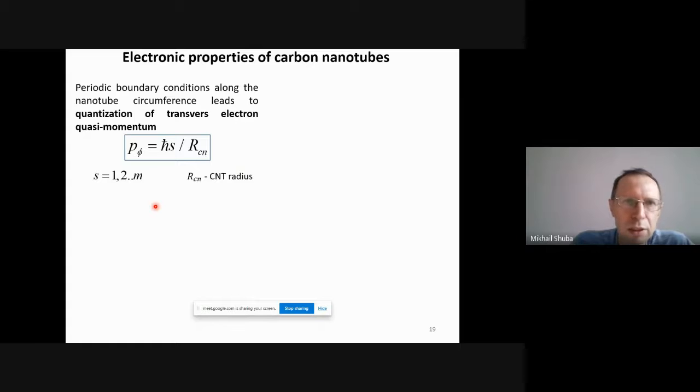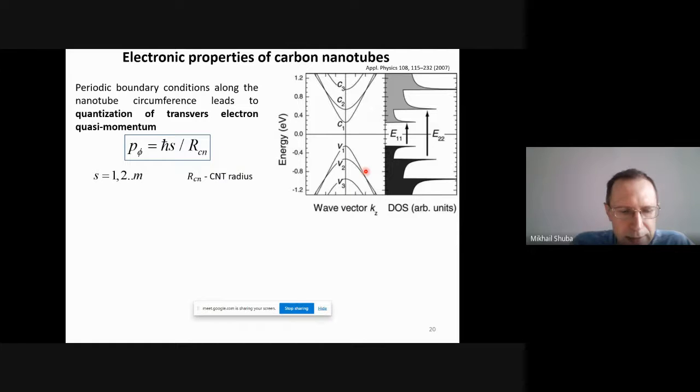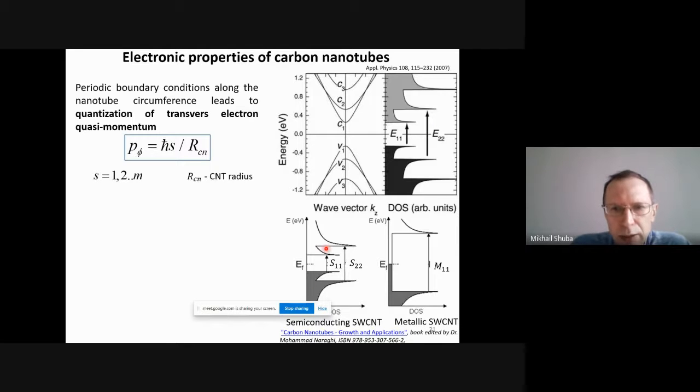Periodic boundary conditions along the nanotube circumference lead to the quantization of the transverse electron quasi-momentum. The energy band structure has several subbands in the conduction and valence bands. Electron transitions between subbands with the same transverse quasi-momentum are allowed. Practically, a semiconducting tube has two interband transitions in the visible range, and a metallic tube has only one interband transition.